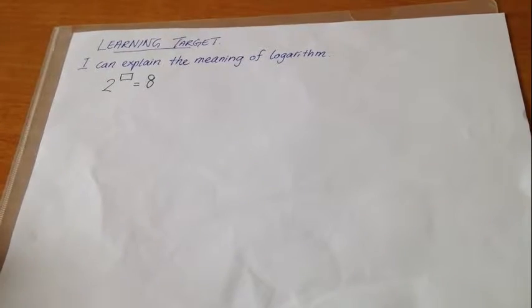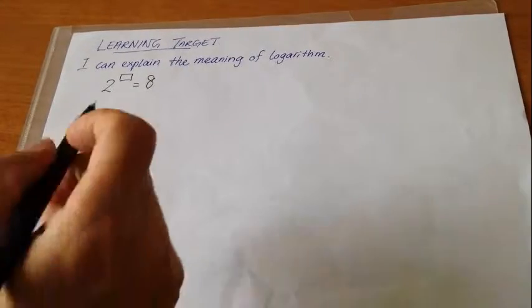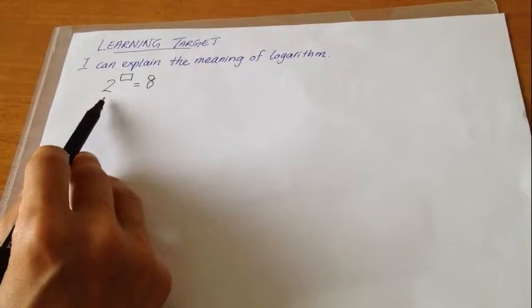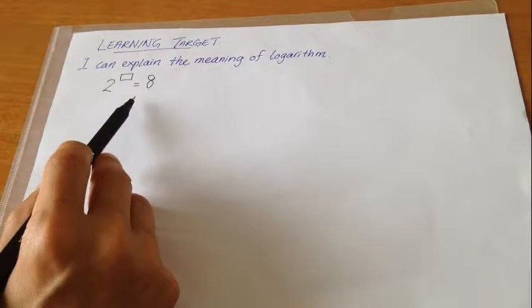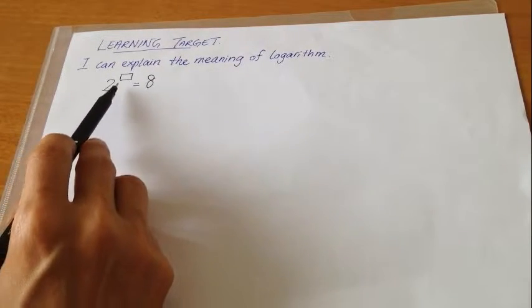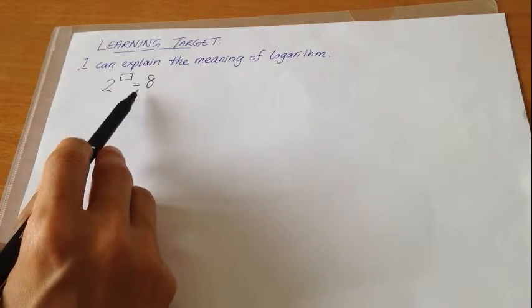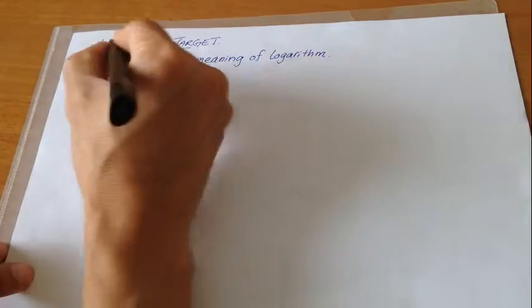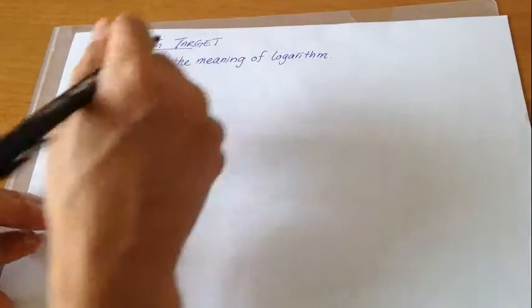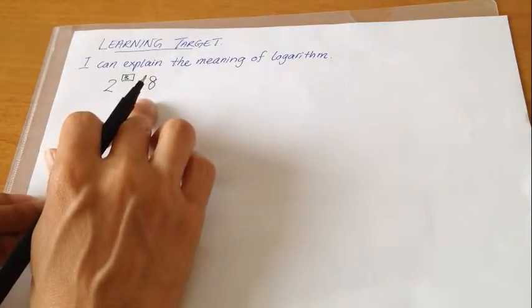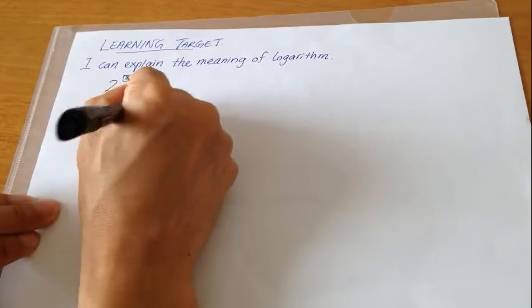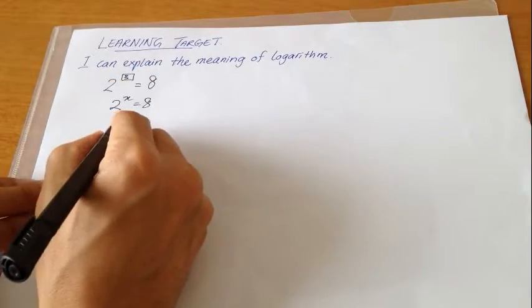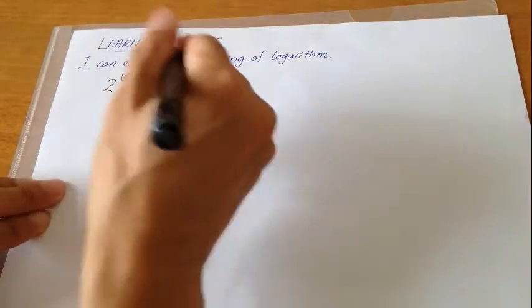Let us get started by looking at this particular problem. Here we have a box equal to 8. Basically, this question is: how much 2 has to be raised in order to get 8? Very good. The answer in this case is 3. Now, this particular question can also be written as 2^x = 8. What does x have to be in order to get 8?